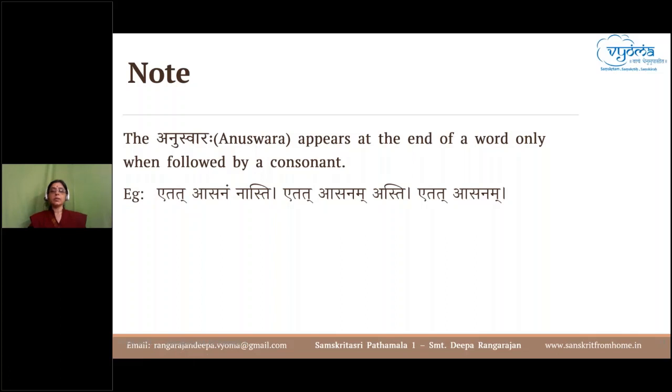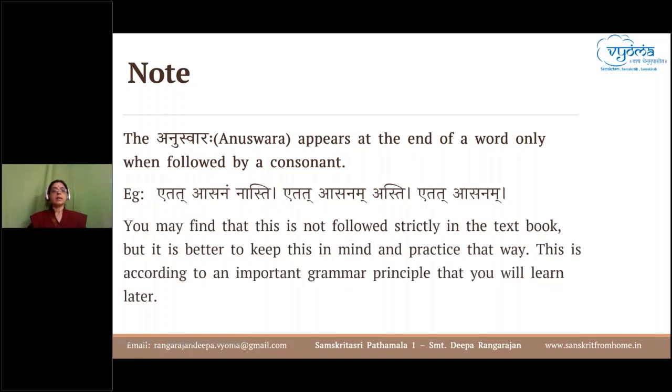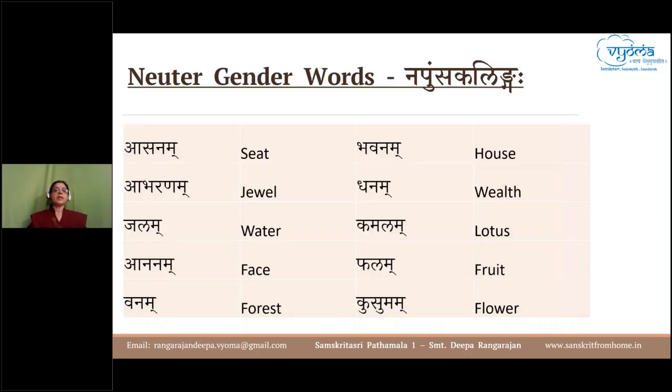I hope this rule is clear. Actually in this textbook, they have not observed this strictly, but let us do this practice because it is going to help us along the way. So right from the beginning, let us strictly follow this rule of using the anuswara at the end only when a consonant follows. So now we will read the neuter gender, Napumsakalinga words with the makara at the end.